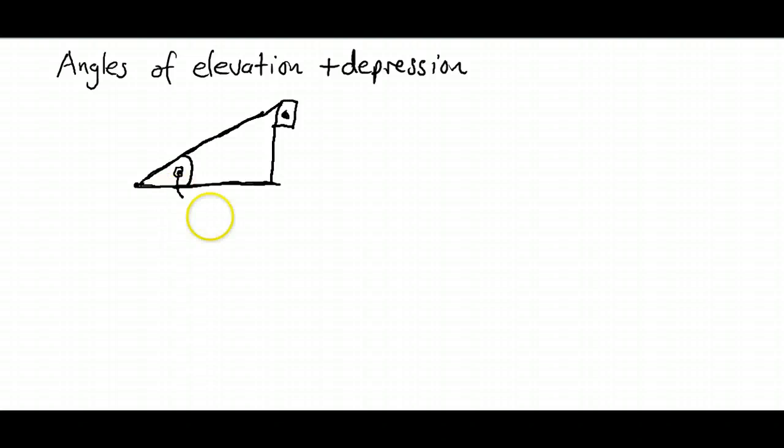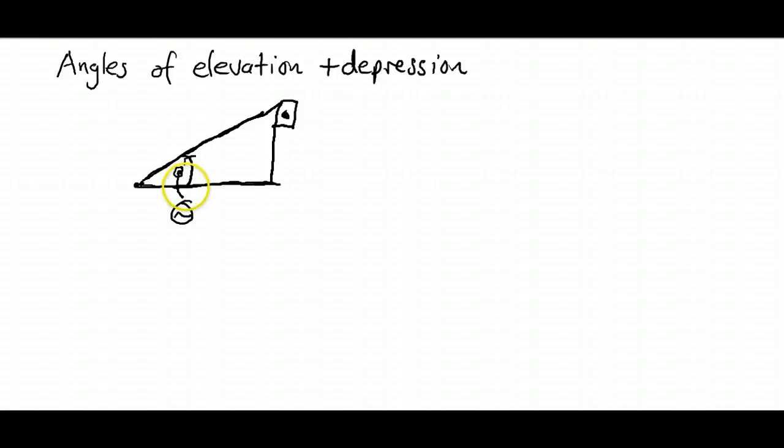Inside that little angle, inside that little box there, is this Greek symbol theta, which is always a symbol we use for an unknown angle. There are other symbols we use, but that's the main one, theta. So this is an angle of elevation. You can see why it's an angle of elevation, because we started at the ground and we went up. So we were elevating the line upwards and creating an angle.